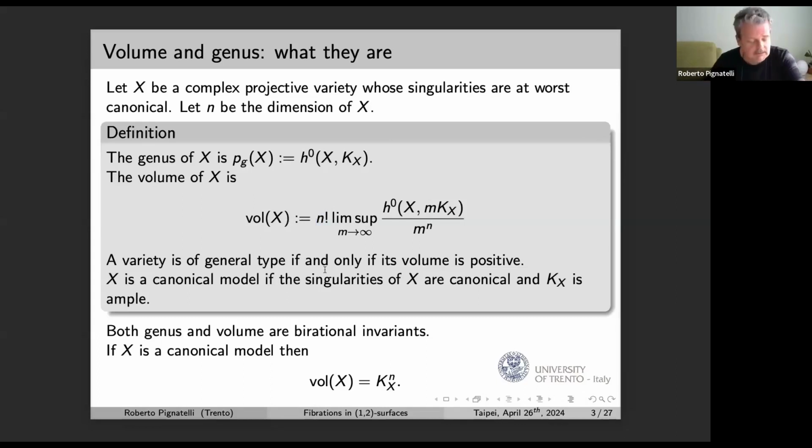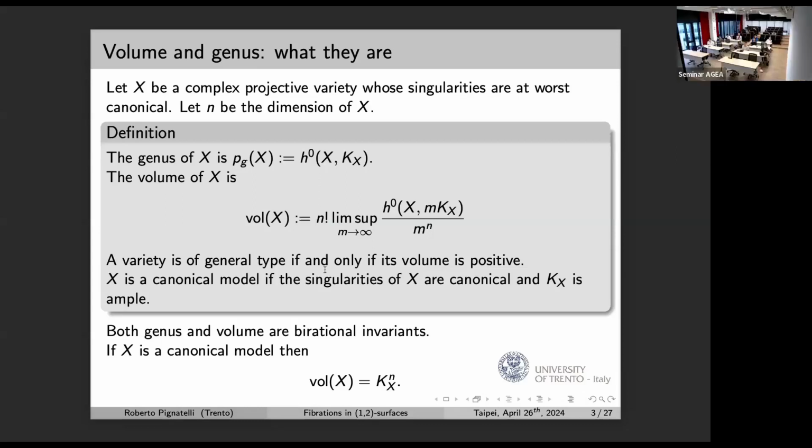So that, in fact, this is a good definition of variety of general type: the varieties of general type are those where this number is positive. Varieties of special type, and as you know, several classes are very interesting, have volume 0, but this talk is about varieties of general type. And the varieties I'm mostly interested in are the canonical models.